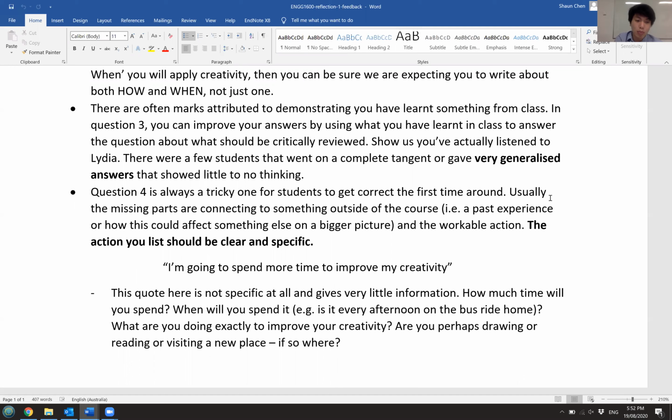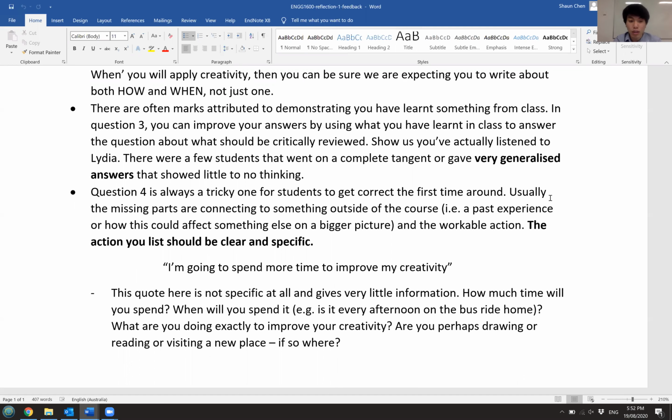You really need to be specific on the action you take, because listing an actual action and a time frame and what you're going to do makes it much more likely that you're going to internalize what you've learned, and you're going to carry out that plan. And once you've carried out that plan, you're actually going to learn that skill that we're trying to teach you, whatever that skill was for that week, or remember that knowledge.